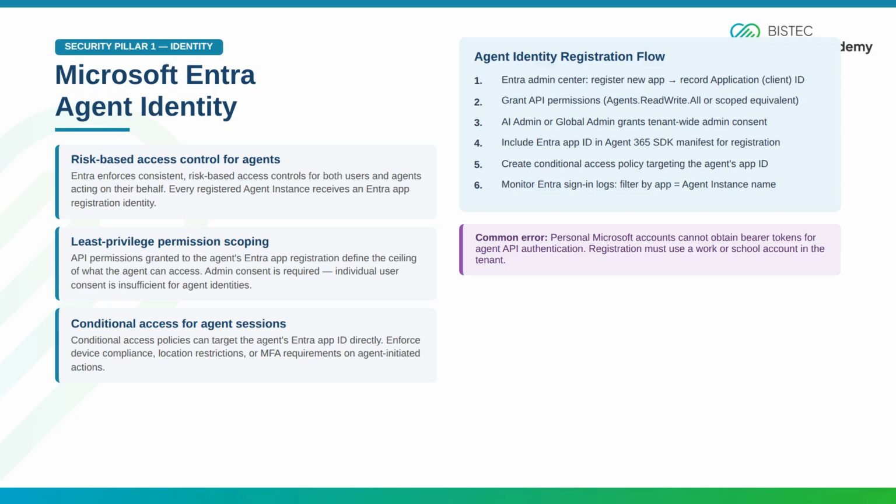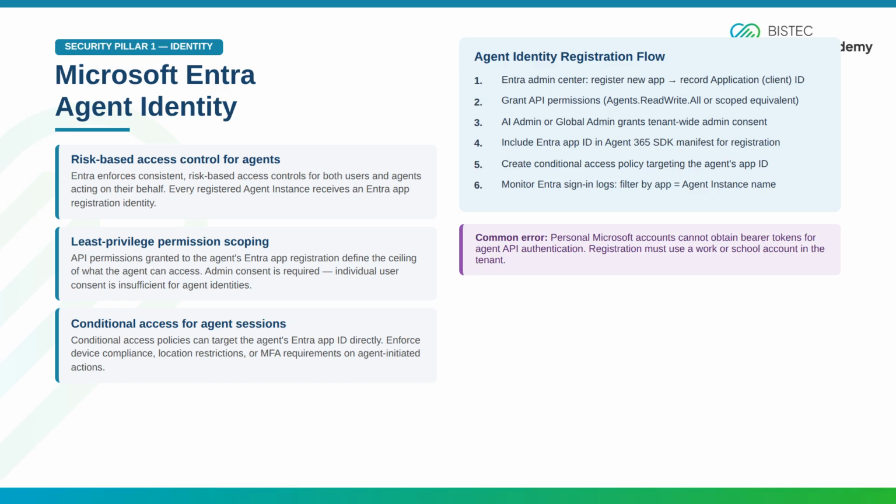Conditional access for agent sessions works by targeting the agent's Entra app ID directly in a conditional access policy. You can enforce device compliance requirements, location restrictions, or multi-factor authentication on actions the agent takes, giving you the same granular control over agent sessions that you have over human sessions. The registration flow for agent instance identity has 6 steps.